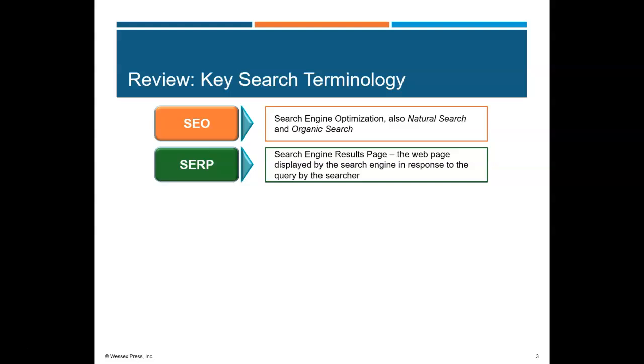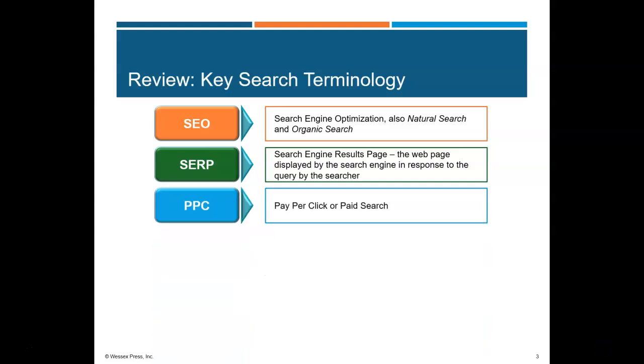SERP is your search engine results page. This is the web page displayed by the search engine in response to the query by the searcher. So anything you enter into Google, let's say, for example, the page that comes up with all the results of your search, that's the SERP, the search engine results page. PPC, pay per click, also known as paid search.